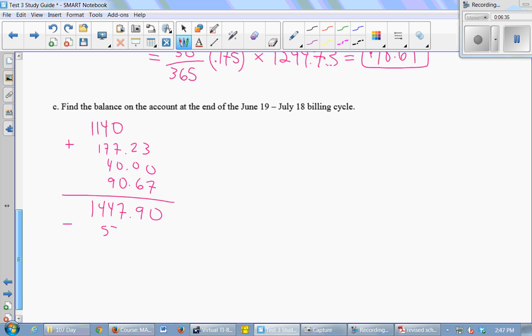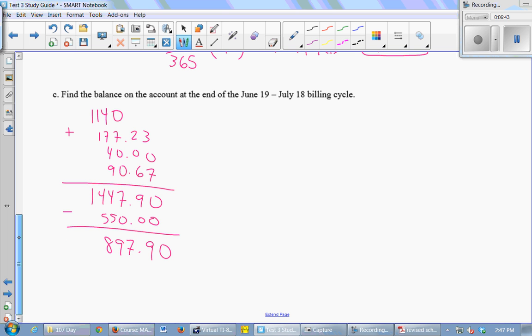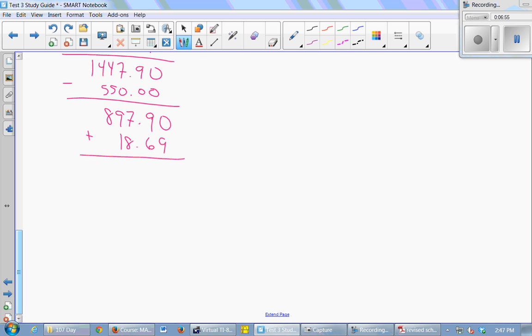So we made a $550 payment, and that comes out to $897.90. So starting balance plus any additional charges, minus payments, plus interest. And that comes out to $916.59 will be the balance that shows up on the next month's credit card statement.